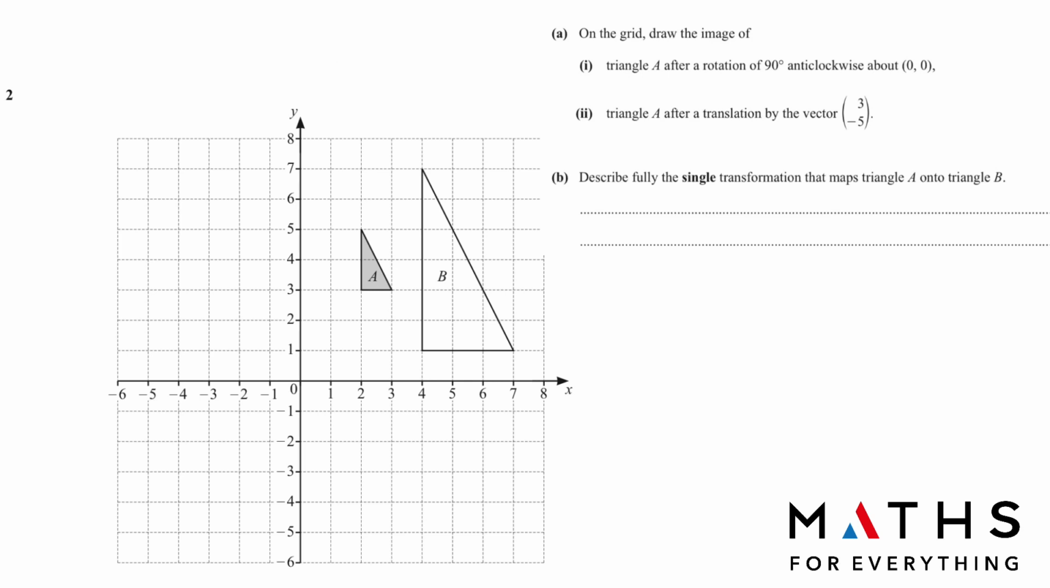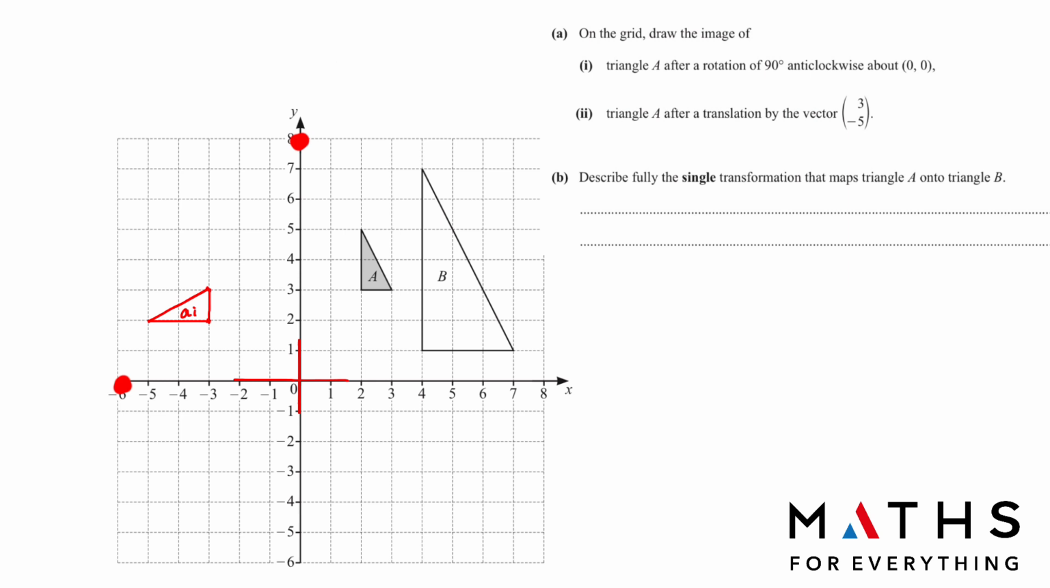Question number 2 is a transformation question. On the grid, draw the image of triangle A after rotation of 90 degrees anti-clockwise about 0, 0. For this, you need a tracing paper. These are your axes. Now draw them on a tracing paper with the triangle. Draw this, and turn it one time like this. Anti-clockwise means we turn it like that. And this is the shape you will get. Then draw it on your paper.